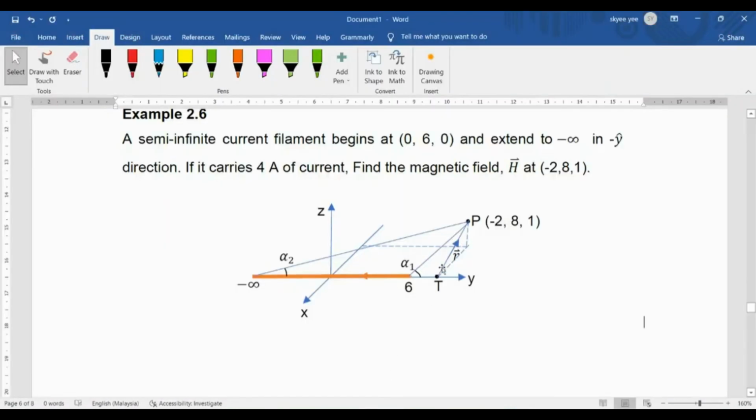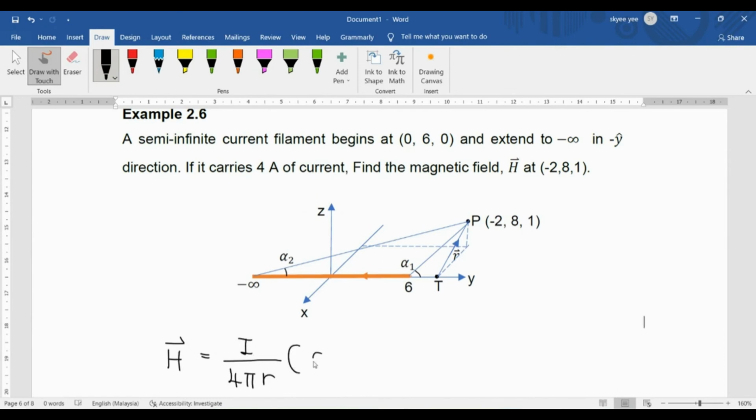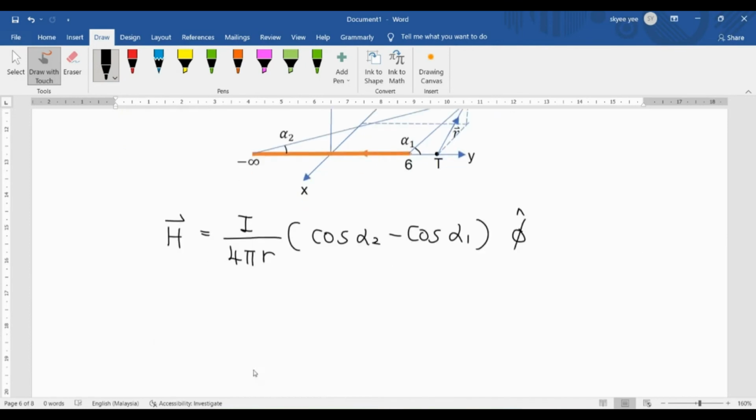So we look at this case. Still we have to start from here. H equals I over 4 pi r, times cos alpha 2 minus cos alpha 1. We still have to start from here, but here we are sure that alpha 2 is approximately 0. I we know is 4 amperes, so we have to go for the r over here.